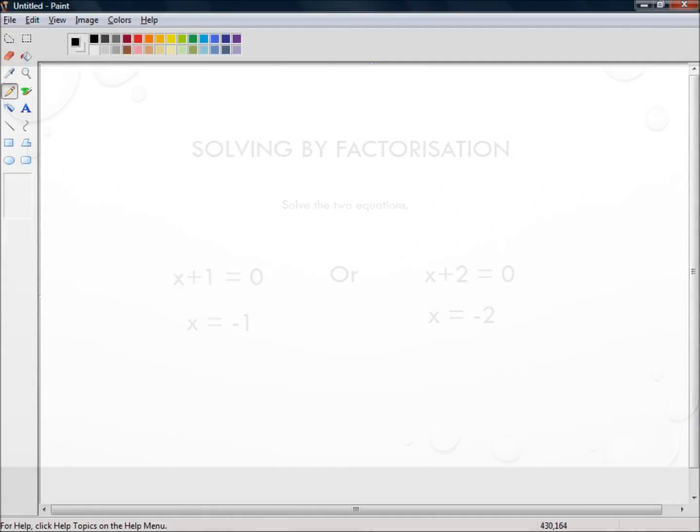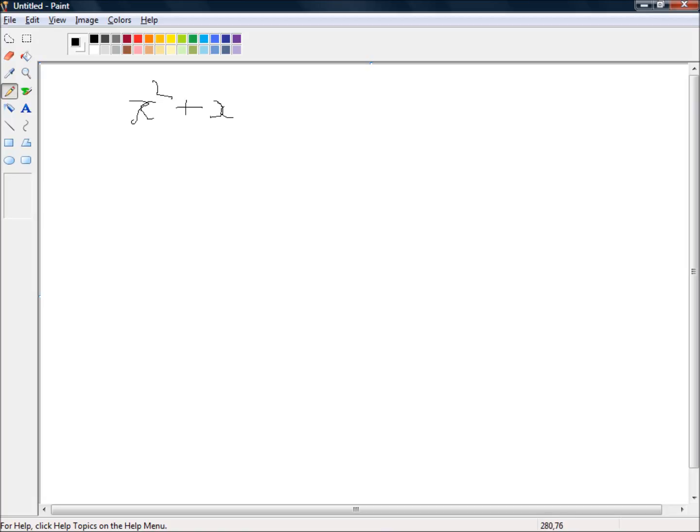Okay, well, so much for the theory. Let's have a go at putting this into practice. Let's pick something like x squared plus x is equal to 2. Okay, so the first thing to do is to take this 2 and move it over to the left hand side, because we want this equation in the form of something equals 0. So we've got x squared plus x minus 2 is equal to 0. Now we just factorise the left hand side.